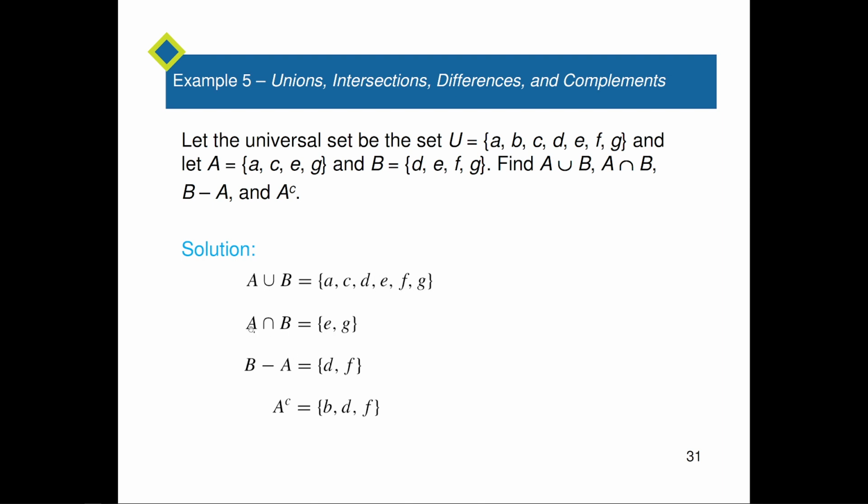The intersection here now will be the elements that are in A that are also in B, right? So what are the elements in A that are also in B? We have A here, we don't have an A there. We have a C here, we don't have a C there. We do have an E here and an E here, so that's how we put E. And we also have a G here and a G here, so that's how we put G.